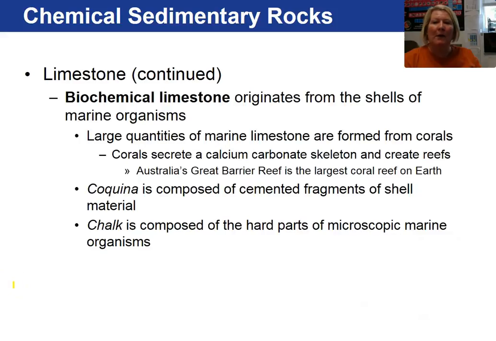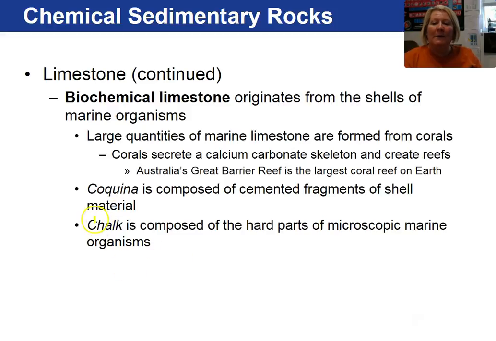Let's start with the biochemical limestone. These form from the shells of marine organisms, and a lot of marine limestone are formed from corals. Corals are organisms that secrete calcium carbonate skeletons and create coral reefs. Another biochemical limestone is coquina, which are small pieces of broken shells and or algae that is loosely cemented together.